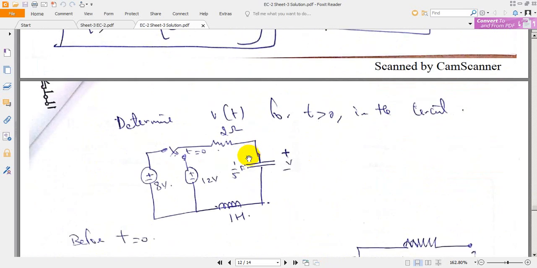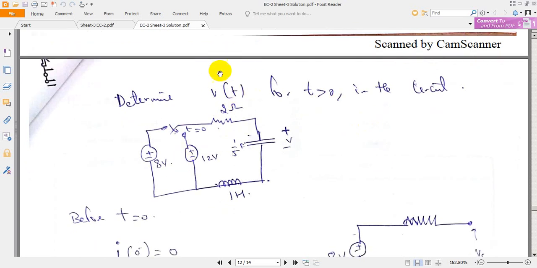Coming to the problem number 9, determine v of t for t greater than 0 in the circuit. For t greater than 0, this is the forced response of an RLC series circuit. If you observe, we need to identify the voltage across the capacitance, this v of t. Before switching operation, the switch is at this point, it is connected to 8 volts.